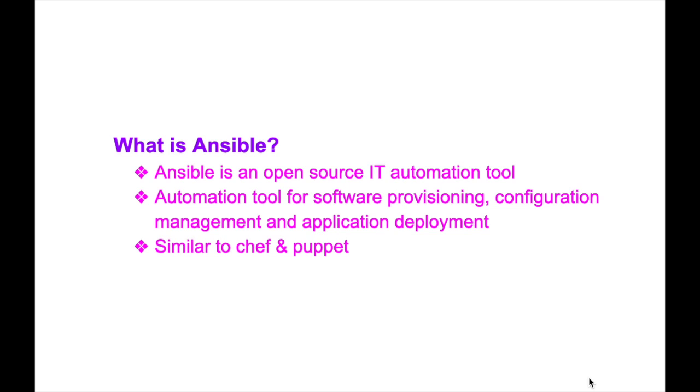In this video, I'm going to go over Ansible, one of the key tools you might want to have in your DevOps toolset. What is Ansible? Ansible is an open source IT automation tool for software provisioning, configuration management, and application deployment. It is similar to Chef and Puppet. Now, what does all that mean?